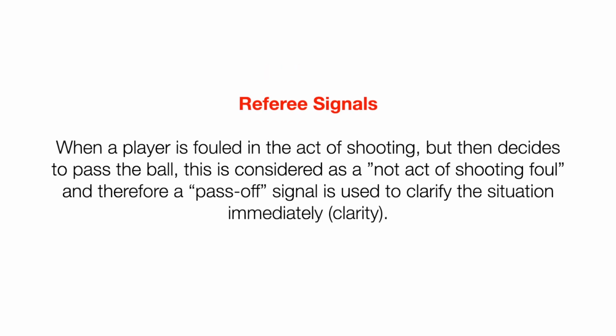We have an additional referee signal, so when a player is fouled in the act of shooting, but then decides to pass the ball, this is now considered not a foul in the act of shooting. So we do this pass-off signal just to clarify the situation immediately at the point of contact, so as we call the foul, to demonstrate that the player is no longer in the act of shooting as they have passed the ball.